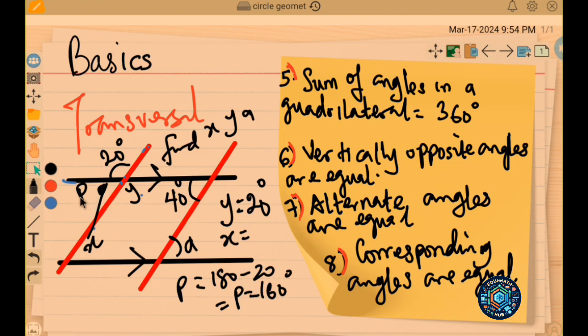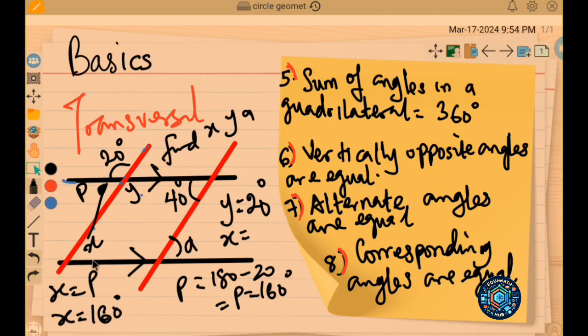So if P is 160 degrees, P and X will have the same answer because they are alternate angles. They are on other sides of this red line, which is the transversal. So you can see that X will be equal to P, and the reason is because they are alternate angles. So the answer for X will be equal to 160 degrees.